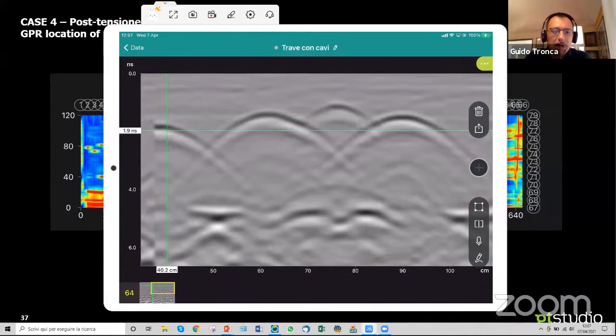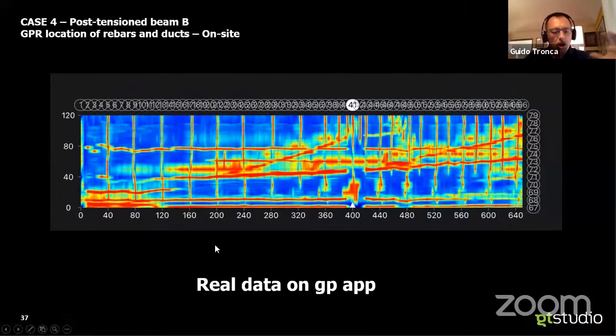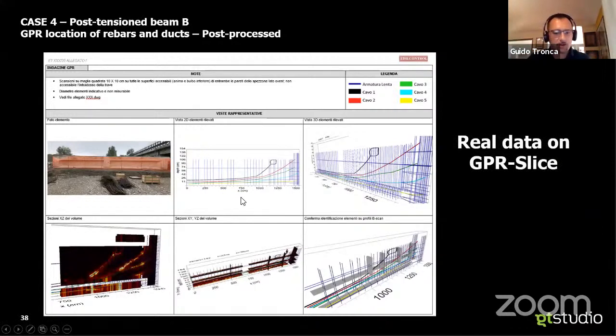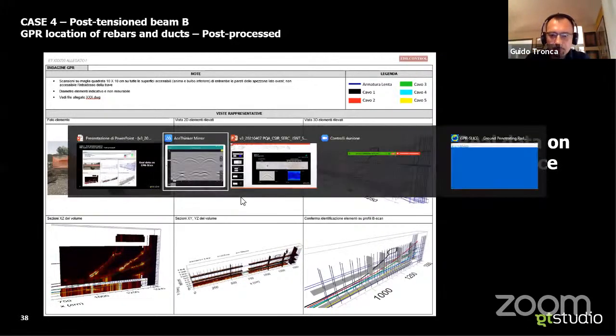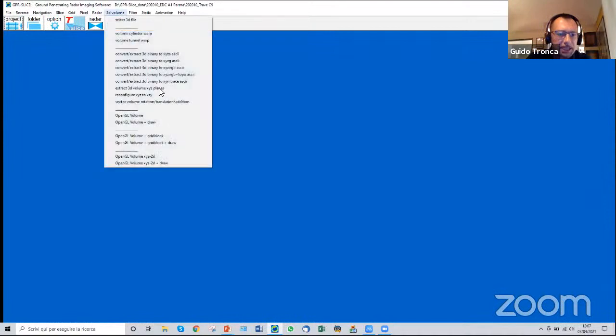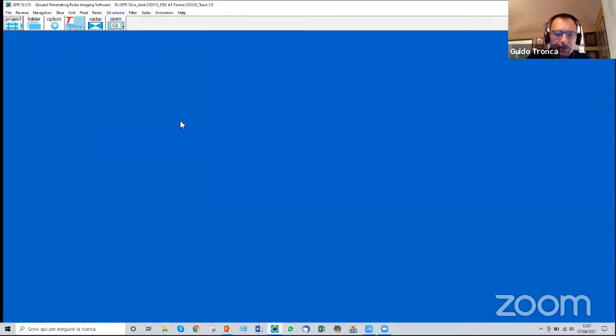Once you combine the whole data onto a single environment, this is basically what you are able to do. These are the actual field data that I had ready.